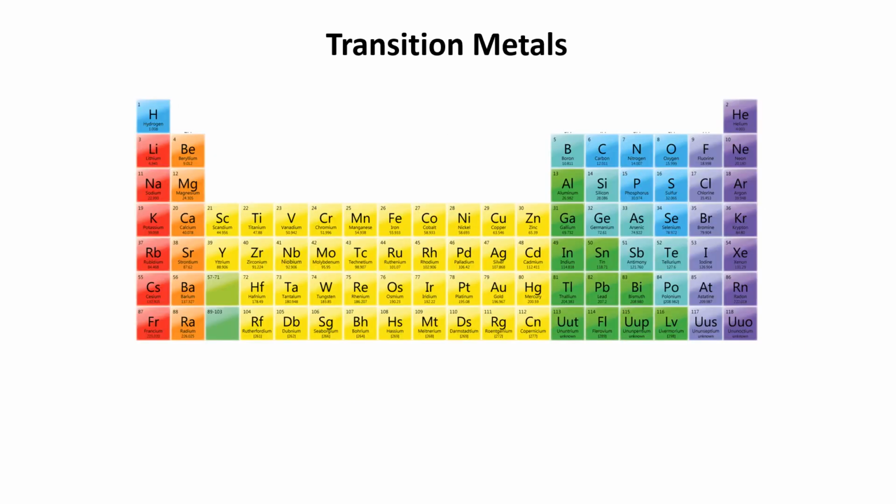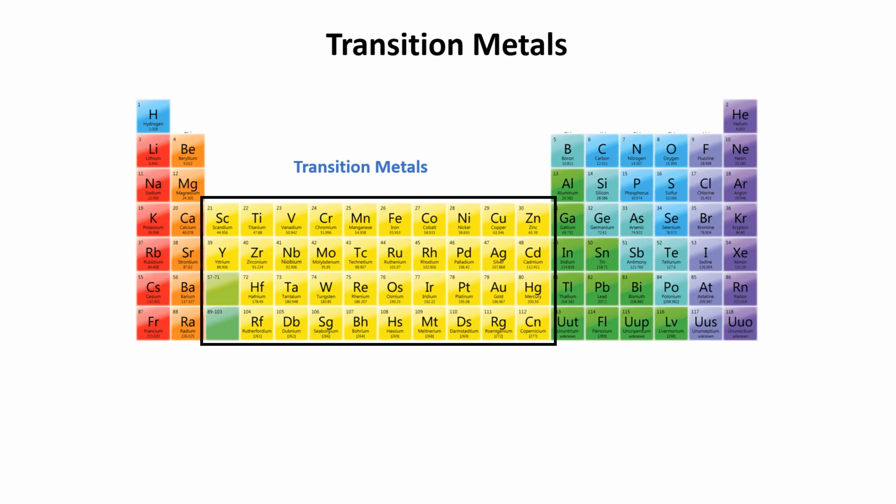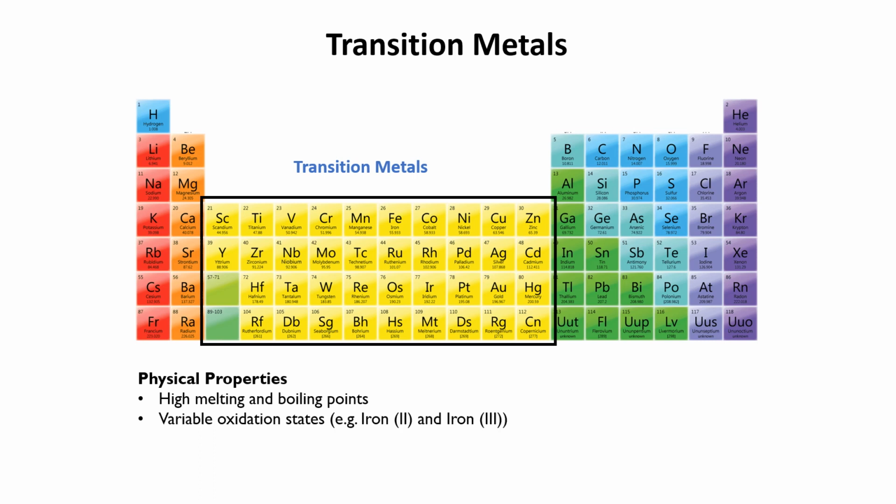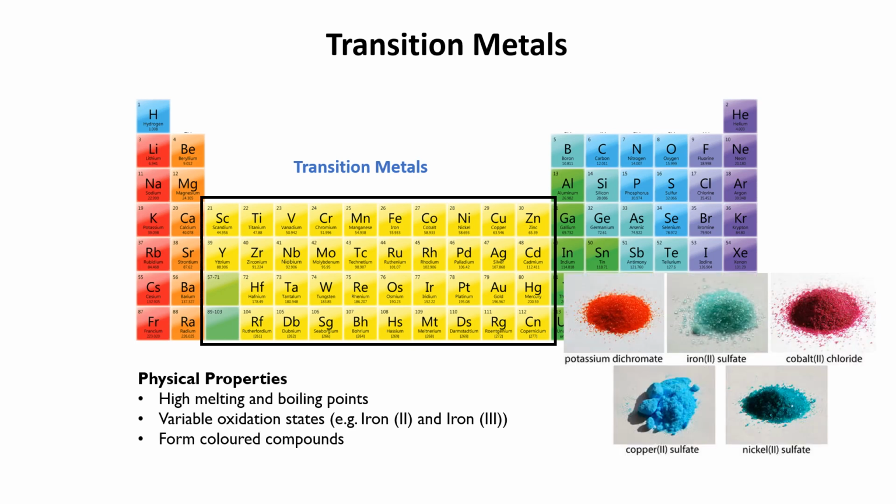Next, we look at transition metals. The physical properties of transition metals are that they have high melting and boiling points. They exist in variable oxidation states. So for example, iron can exist as iron 2 and iron 3 ions. They tend to form colored compounds. So over here, you can see potassium dichromate, iron sulfate, cobalt chloride, copper sulfate, and nickel sulfate. Lastly, transition metals and their compounds are good catalysts, which help to speed up the rate of reaction.